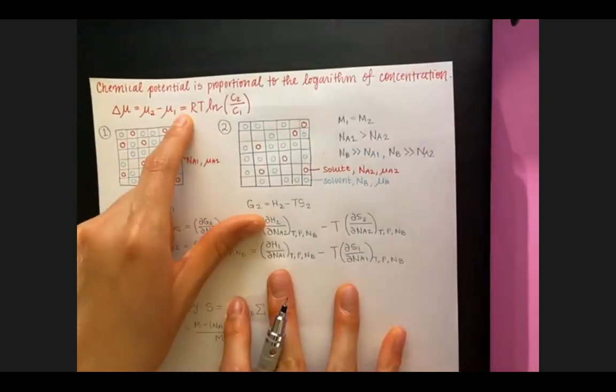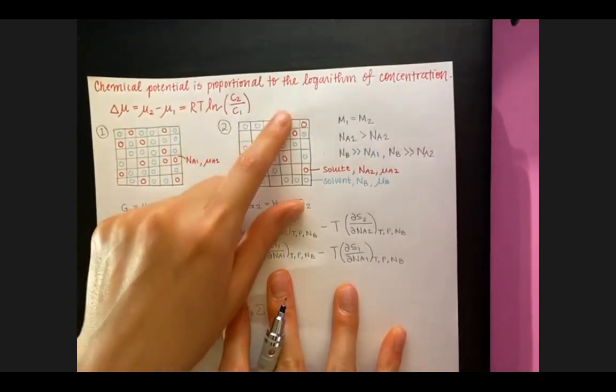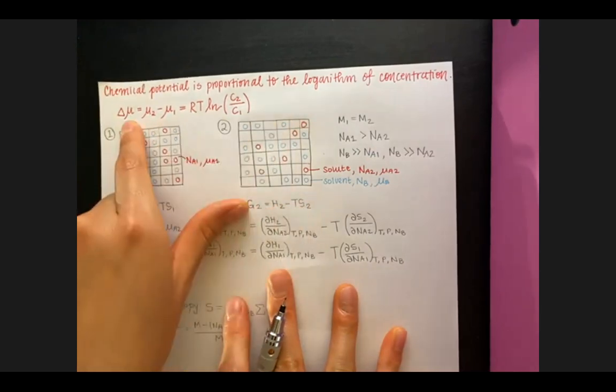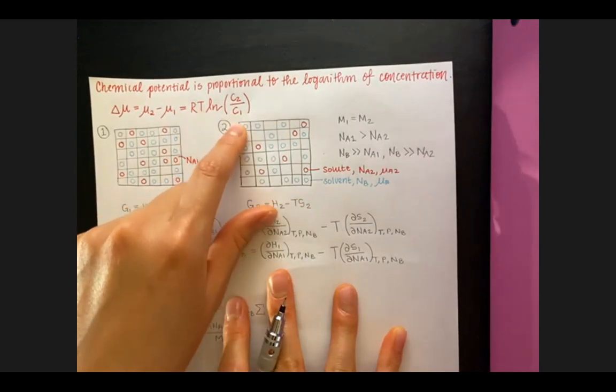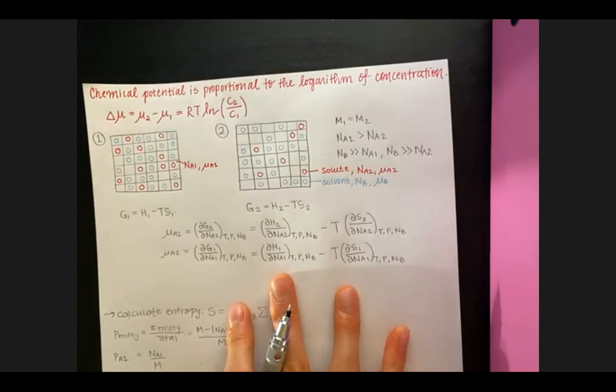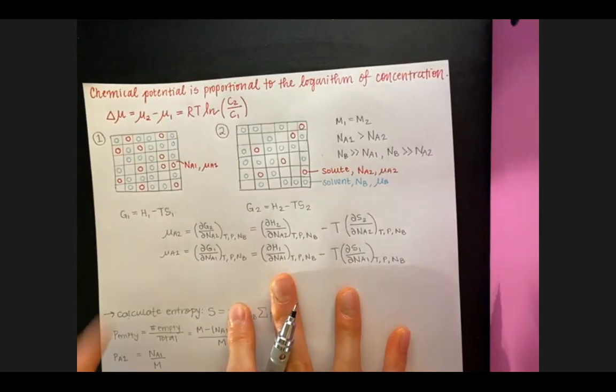Let's look at this equation now. So chemical potential is proportional to the logarithm of concentration. So here it is: change in chemical potential equals RT ln C2 over C1. And this equation makes sense because we just saw that chemical potential is higher at higher concentrations. So let's look at another example from your book.